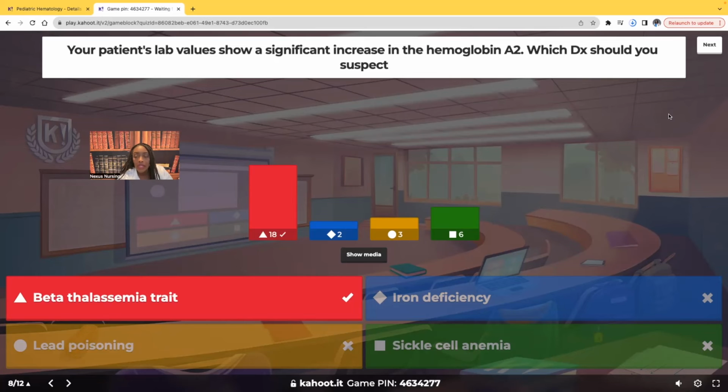2 of you guys chose iron deficiency. First of all, the patient would have to have severe iron deficiency. And if they had severe iron deficiency, you would see that hemoglobin A2 decreased, not increased. So that's wrong. And guess what? That hemoglobin A2 would remain the same in lead poisoning and sickle cell anemia. You wouldn't see a change in either of those two. So the correct answer is beta thalassemia trait.